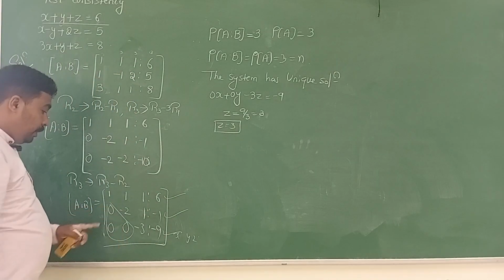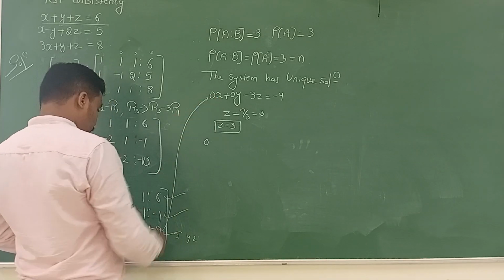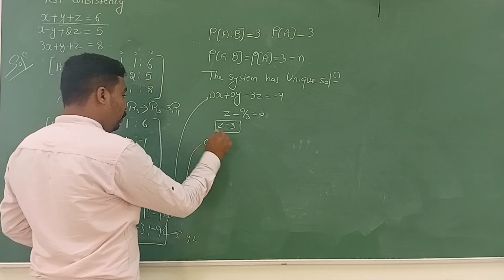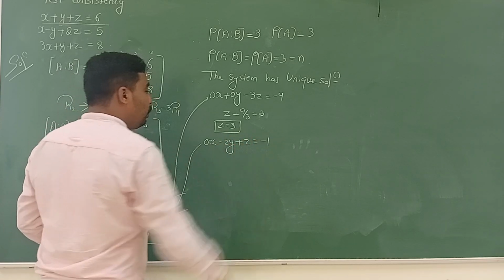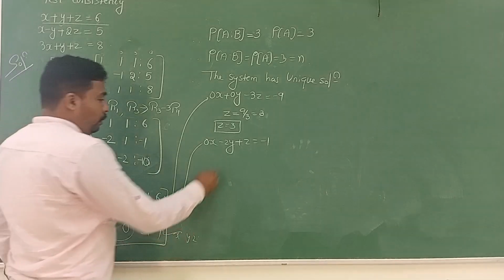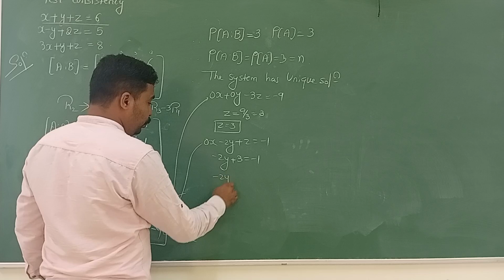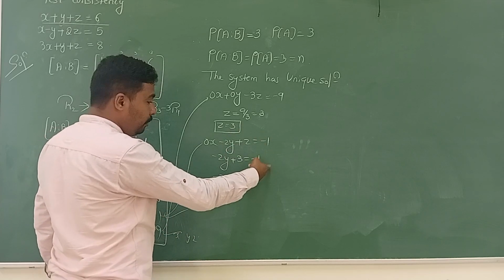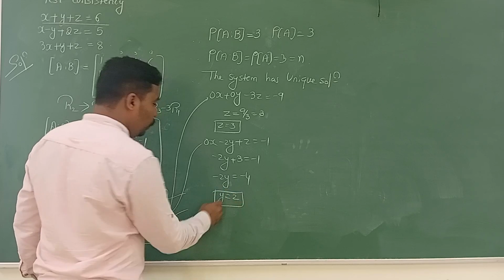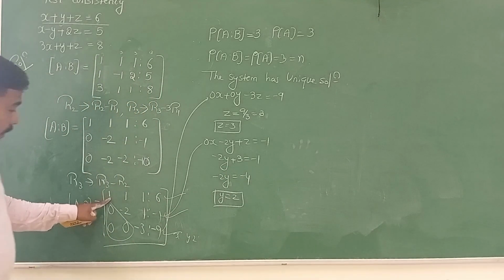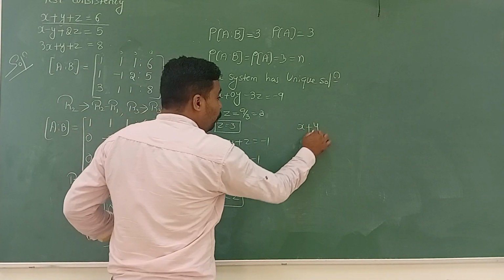Then I move on to the second equation. This is my first equation, this is the second equation: 0 into x minus 2 into y plus 1 into z equal to minus 1. Minus 2y, z value is 3, that is equal to minus 1. Minus 2y equal to plus 3 goes to that side, means minus 3, minus 3 minus 1, minus 4, so y equal to 2.